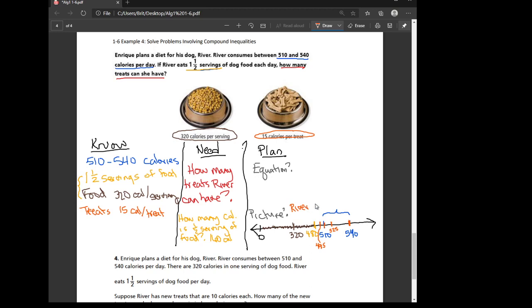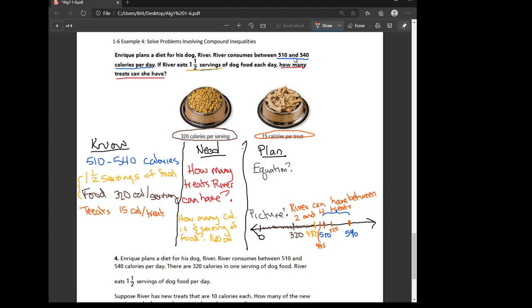River can have between 2 and 4 treats. Sorry, my pen doesn't always pick up. Now, why did I say between 2 and 4? Why didn't I say up to 4?